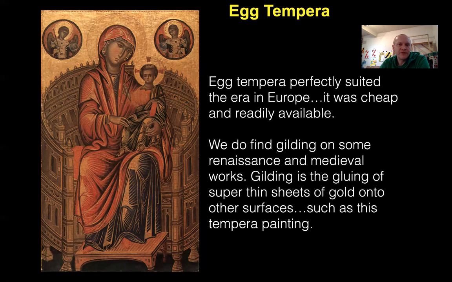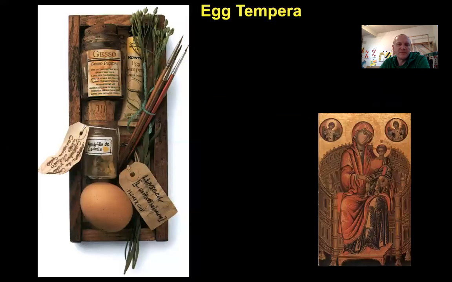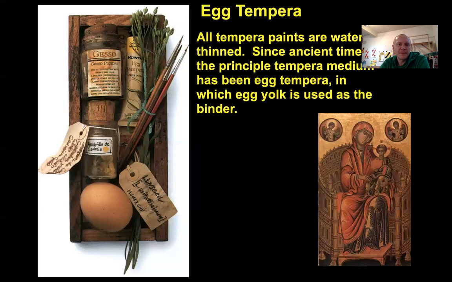Cheap, readily available. Easy to get eggs, right? It's quite opaque, dries fast, dries matte. It's a pretty stable paint. Water thinned, so we've got that water vehicle.